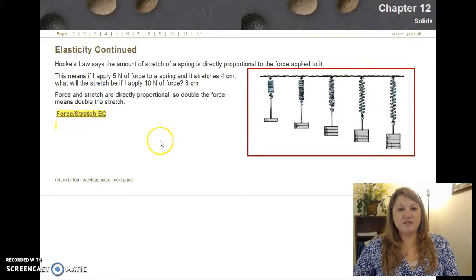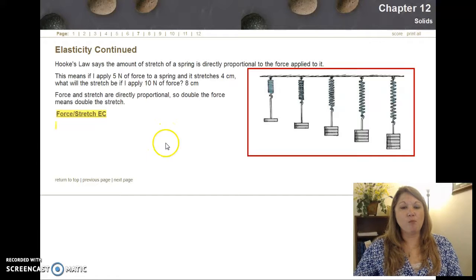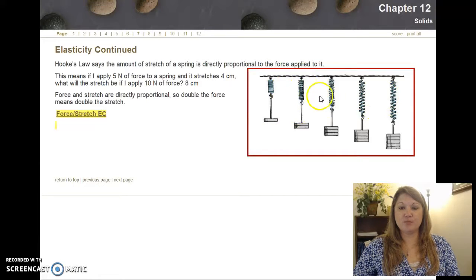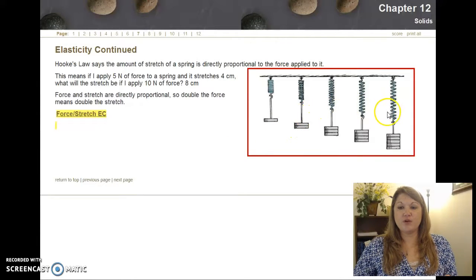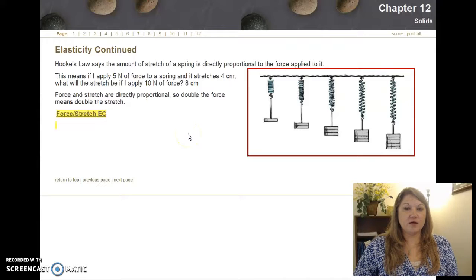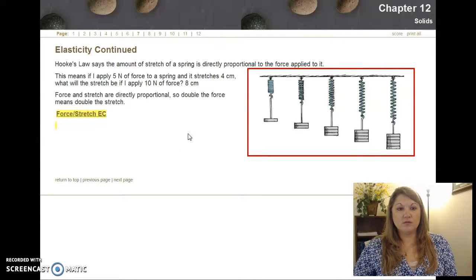Robert Hooke was a physicist who studied elasticity. Alright, now springs are very elastic. You can stretch a spring, and when you release it, it'll go back to its regular shape, right? Well, what Hooke learned was that the more force, the more pull you put on a spring, the more it'll stretch. And he discovered that they were directly proportional. Alright, so if I double the force, then I double the stretch. Okay?